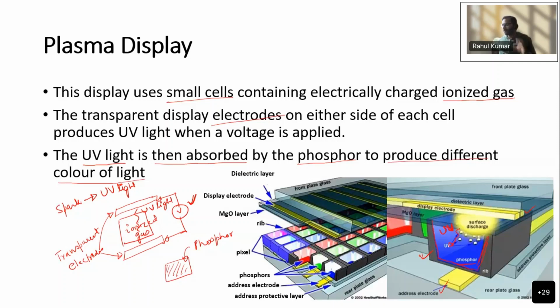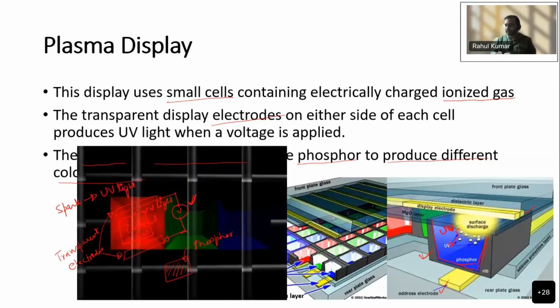Okay, the working is quite simple. You have 2 electrodes and they will produce some UV light when voltage is applied, and in between you have a cell which is filled with ionized gas, and the inside is coated with some phosphor material. Right, so that UV light will be absorbed by the phosphor material and produce some colored light. Okay, let's have a look at this animation.